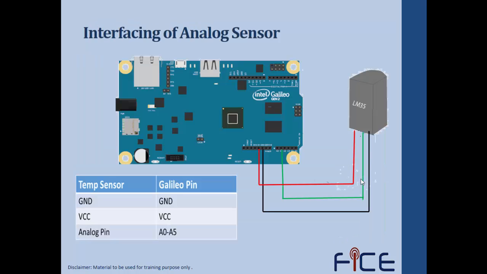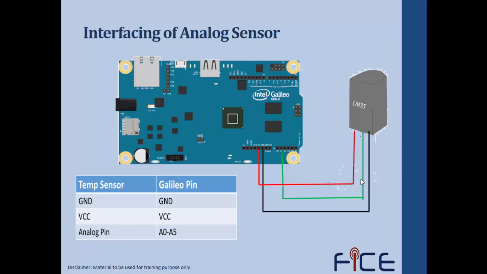Next, we get to know about the interfacing of an analog sensor. Here we are using a temperature sensor, and we are interfacing it to the Intel Galileo Gen 2 board. In the picture you can see that the temperature sensor consists of 3 terminals. The black one is the ground, the red one is the VCC, and the green one is the output or the signal wire of the sensor.